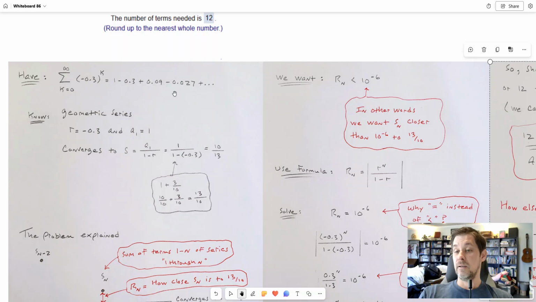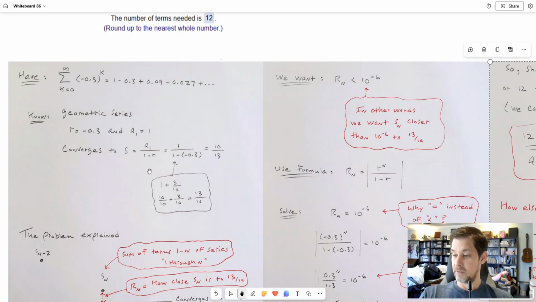Now, what we can tell about this series is that it's geometric. r, the common ratio, is negative 0.3, and the first term is 1. All right? Such a series would converge to 10 over 13. And I'm using the formula for the sum of a geometric series to get that.